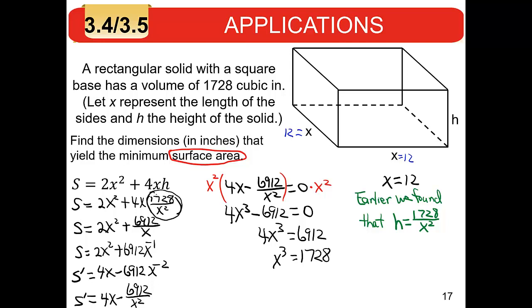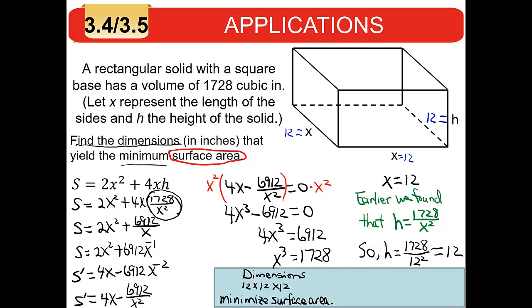Earlier, we found that h was 1728 over x squared. So once I know x, all I've got to do is plug it in. I'll know h. Well, 12 squared is 144, and 1728 divided by 144 actually comes out to be 12 as well. So the question was to find the dimensions that yield the minimum surface area. So the dimensions, you see them on the box, are 12 by 12 by 12. So a 12 by 12 by 12 box, rectangular, solid, whatever you want to call it, keeping in mind that it has a top and a bottom, would minimize the surface area.